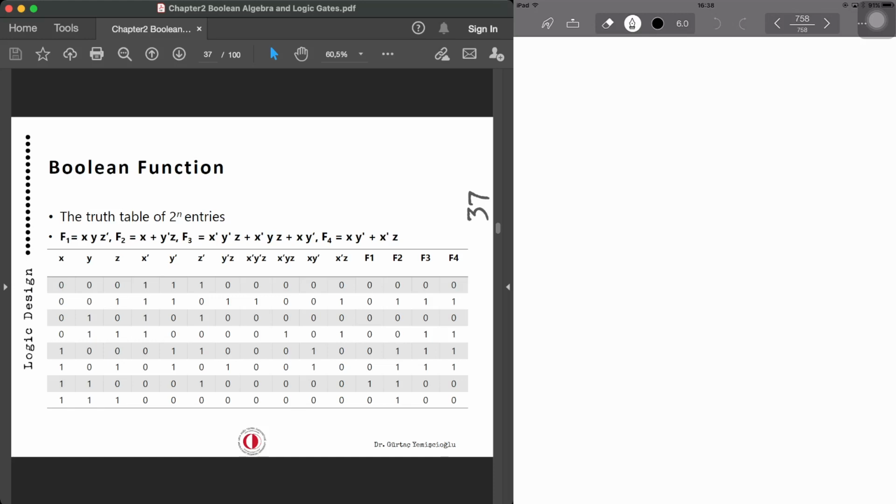F1, F2, F3, and F4. Can you spot something over here from their outputs if you look at the truth table? Okay, so if you look at F3 and F4, now F1 is just giving some outputs, F2 is just giving some outputs, but F3 and F4 are just having the same outputs. Now when we look at their expressions, let's start with F3.